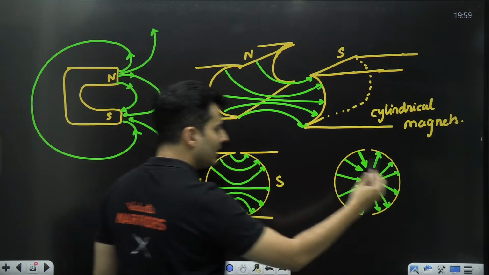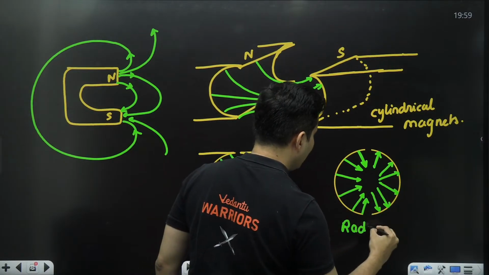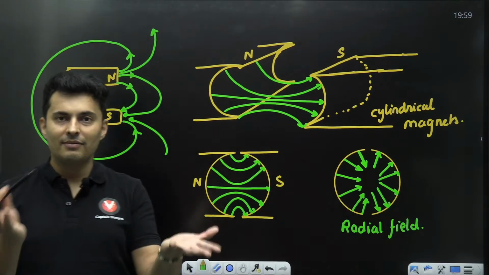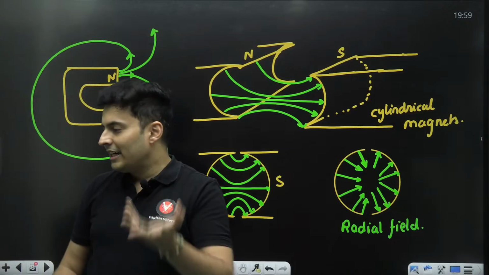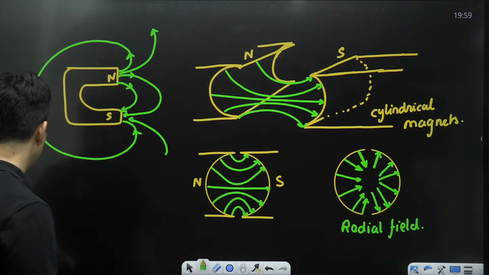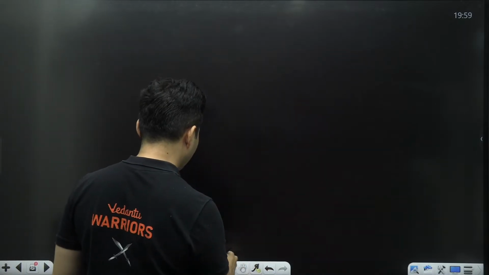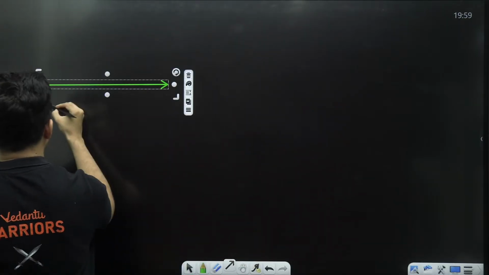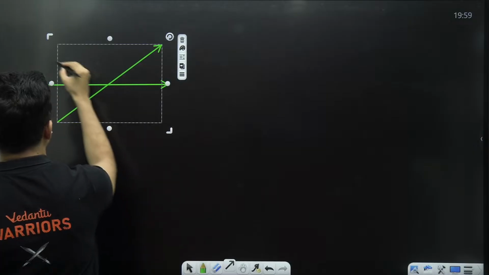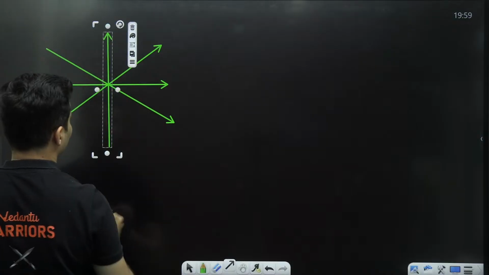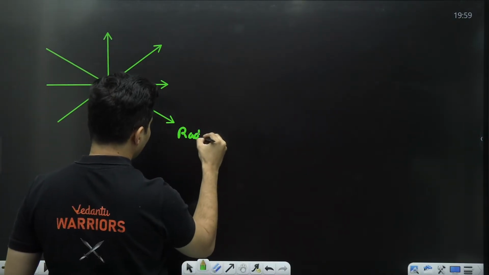So guys, this kind of field is called a radial field. What is this called? Radial field. Radial field means the magnetic field lines are along the radius of that particular circle. So when this happens, a very interesting thing occurs. Imagine you are in a radial magnetic field. There is a magnetic field line here, here, here, even here, like this. So this is your radial field.